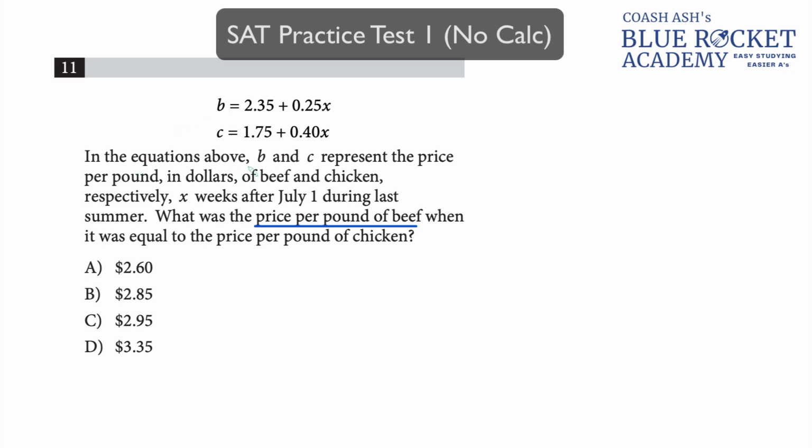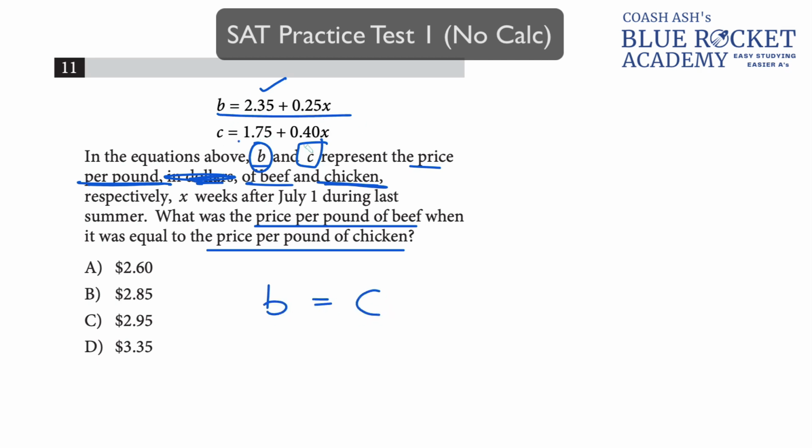So let's see. In the equation above, B represents the price per pound, this is useless, of beef. So the price per pound of beef is just this B value, this one here. And it's equal to the price per pound of chicken. Where is that? It's here. C represents the price per pound of chicken. So what they're saying is just set B equal to C. But what is B? B is equal to this guy and C is equal to this guy.